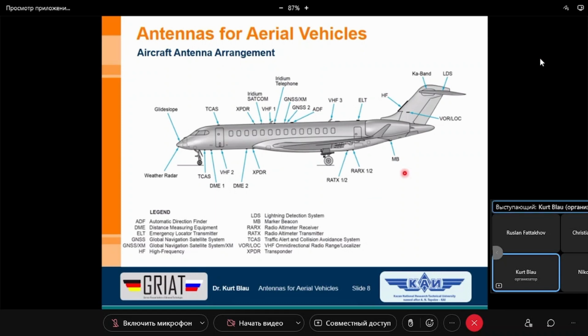And then we have, for instance, here the so-called glide slope. It's much lower than the weather radar. Then you can also see other systems, for instance, a marker beacon or the traffic alert and collision avoidance system.